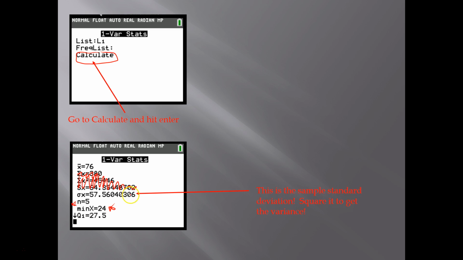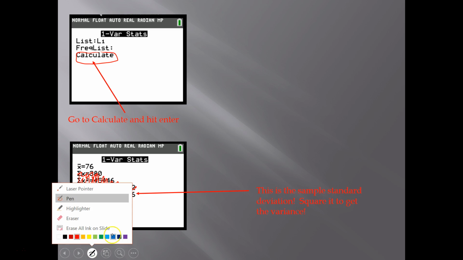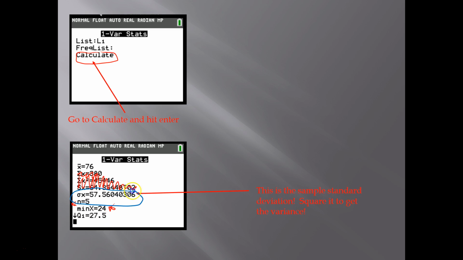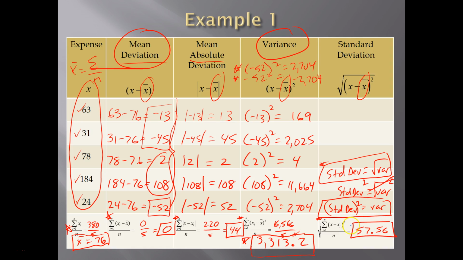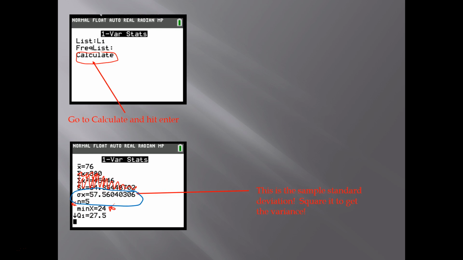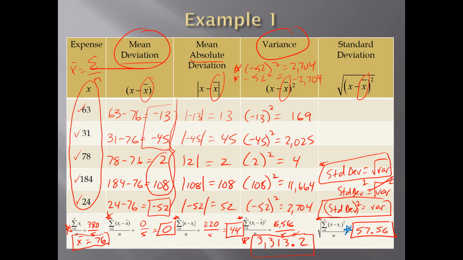But this guy right here, this is what we were really after. Look at this thing right there. That's a thing of beauty. That number should look familiar: 57.56. I'm going to go back a couple slides here before we use the calculator. Look what we got for our standard deviation: 57.56. Look what the calculator's telling us: 57.56. The calculator's telling us the standard deviation, but we didn't have to do all that work.